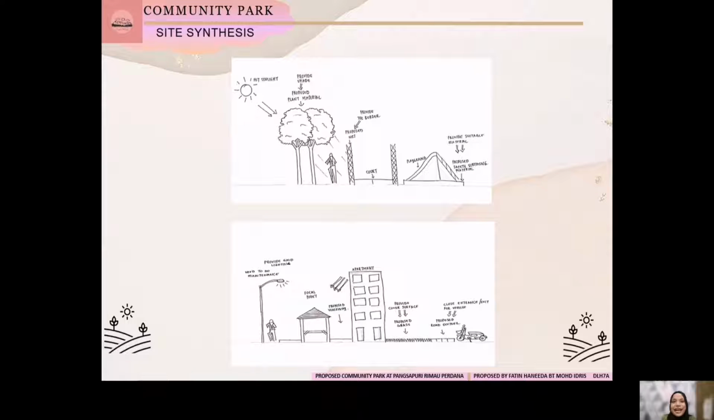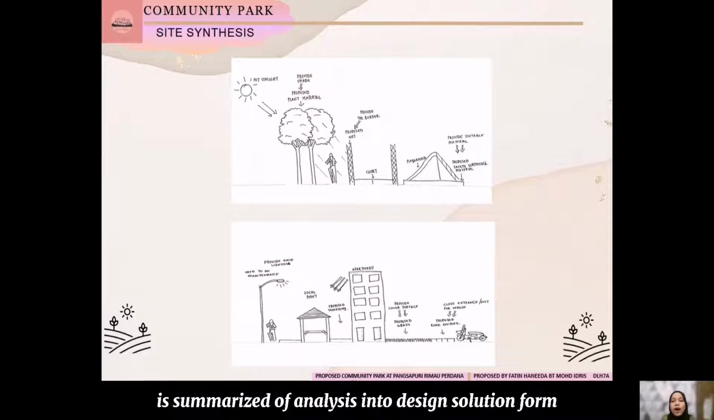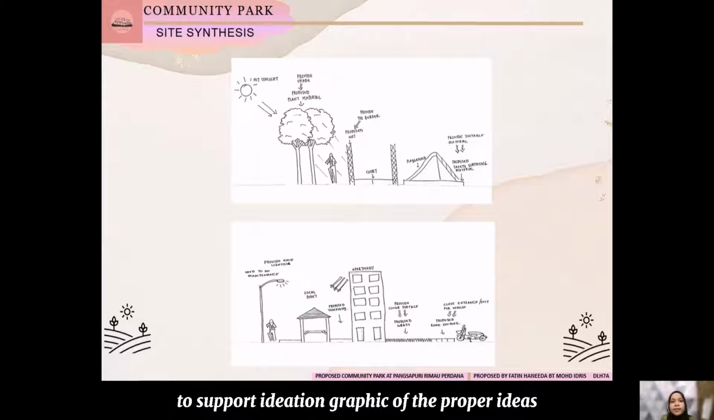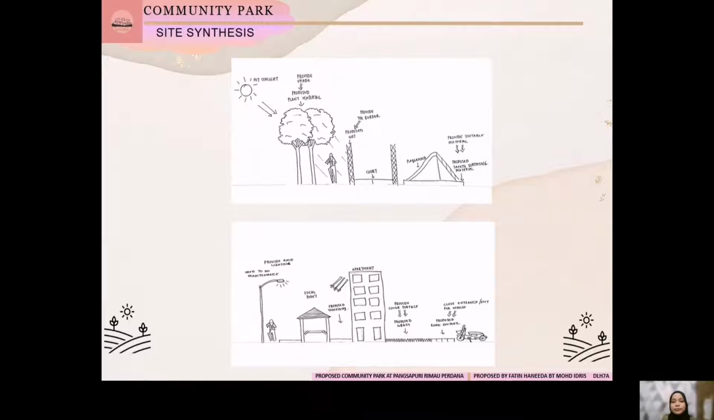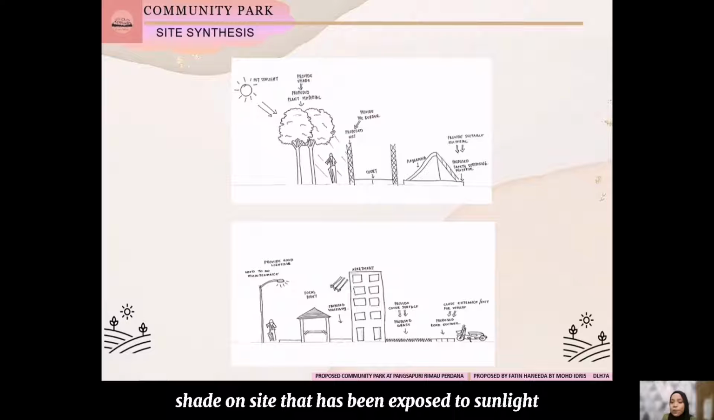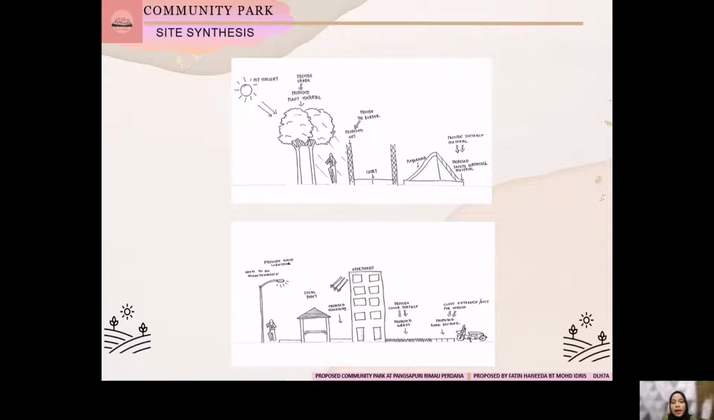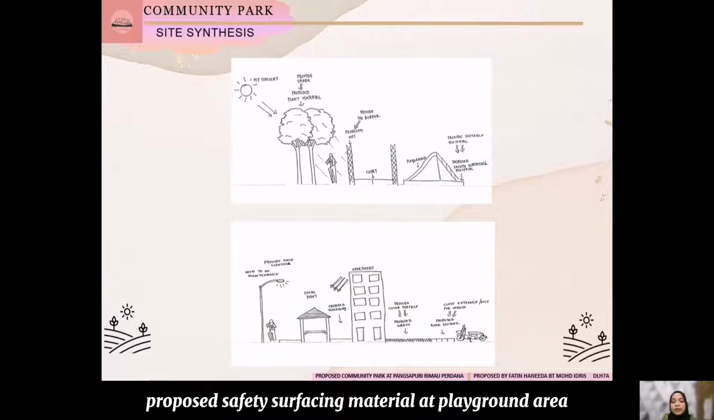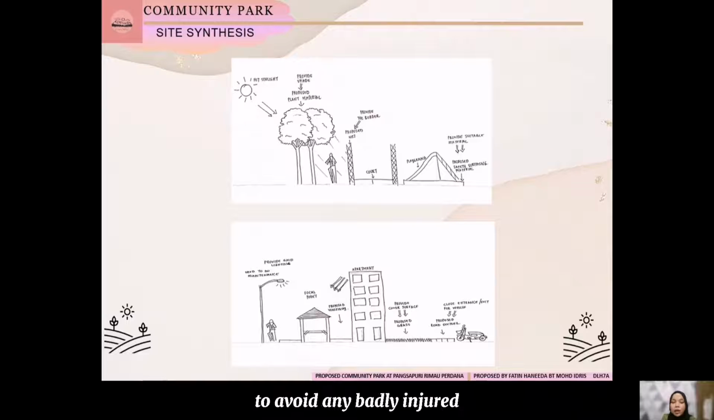Next is site synthesis. Site synthesis summarizes the analysis into design solutions to support the ideation graphing of the proposed ideas. So for the first picture, there are three solutions. The plan is to provide shade on the site that has been exposed to sunlight, and then propose a net to make a border that can avoid injury because the surrounding court has rocky surface, and propose safety surfacing material at the playground area to avoid any bad injuries.